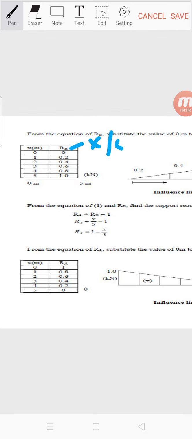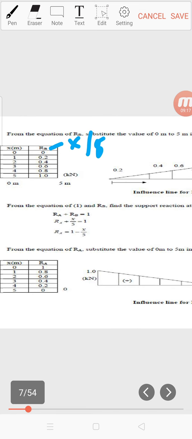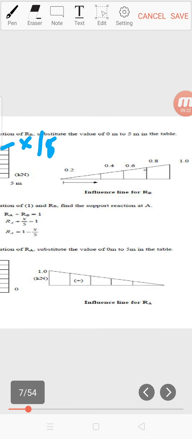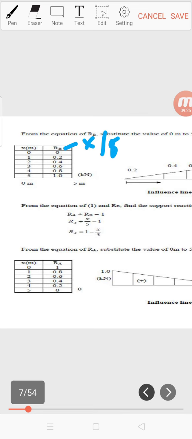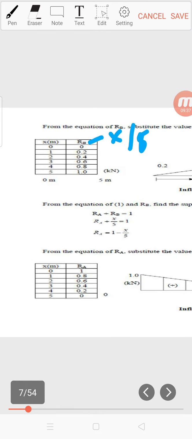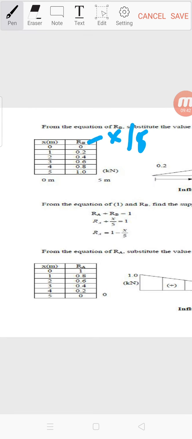RB is x over 5. Then we will have to calculate the RB when x moves from 0 to 1 meter, 2 meter, 3 meter, 4 meter, until it reaches point B at 5 meters. So that's why we put the x here from 0 to 5. 0 is at A, 5 is at B.